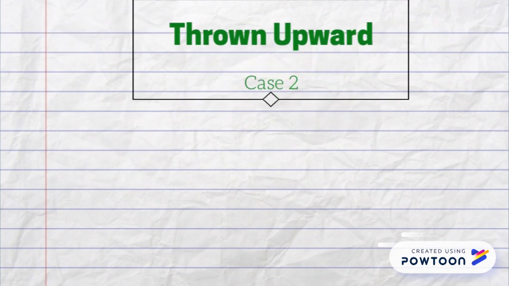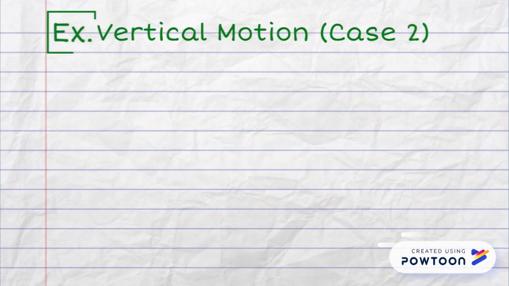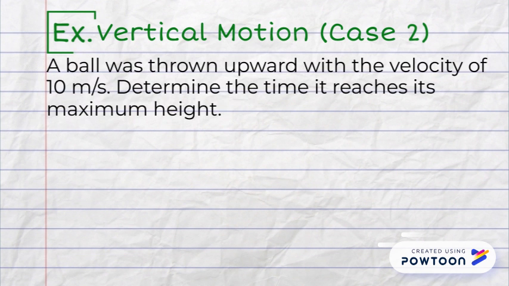Case 2. Thrown upward. Remember, when the final velocity reaches its maximum height, it is automatically 0 meters per second. Here is an example for case 2 in vertical motion. A ball was thrown upward with a velocity of 10 meters per second. Determine the time it reaches its maximum height.